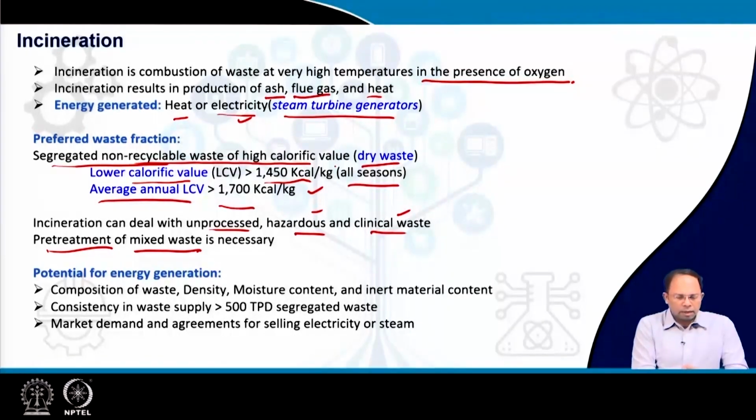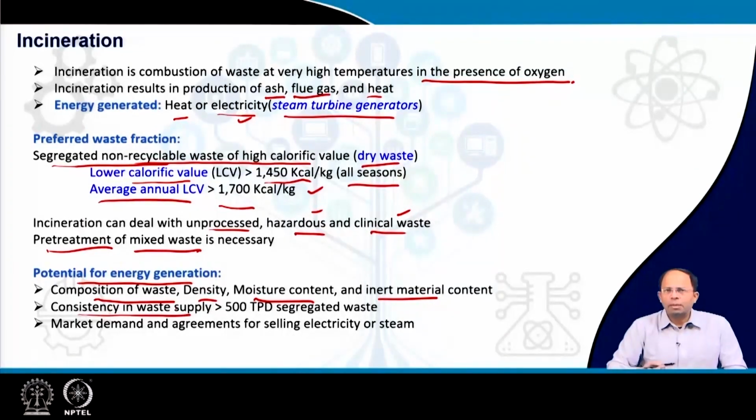Now, the potential for energy generation, how much energy we can finally generate via the incineration process, depends on the waste composition, the density, the moisture content of the waste, and the amount of inert material inside the waste. The quantity also needs to be consistent over time, same as an RDF plant or any plant. To operate a plant smoothly, the volume of waste supplied to the plant should be consistent. At least it should be greater than 500 tons per day of segregated waste.